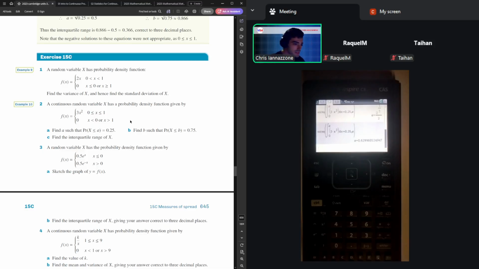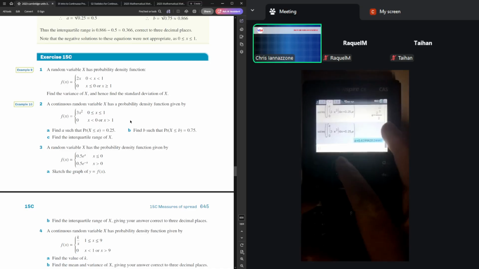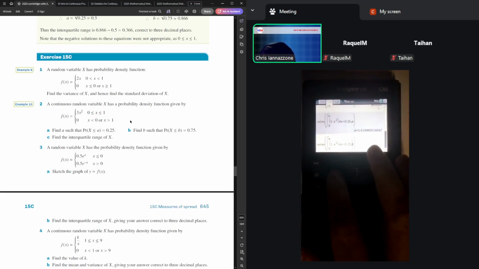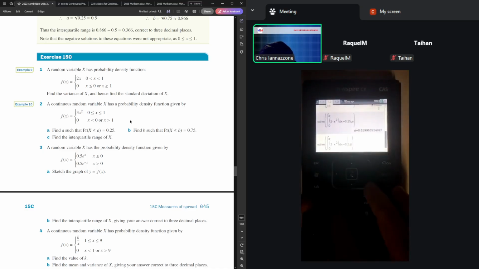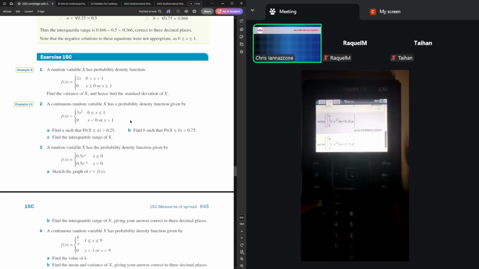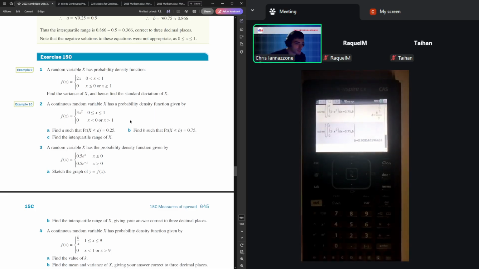Find b such that x less than or equal to b is equal to 0.75. The phrasing is effectively identical. You're just replacing a with b and 25 with 75. That will give you 0.9, which makes a lot more sense to be a bigger value because you're accounting for more total area.